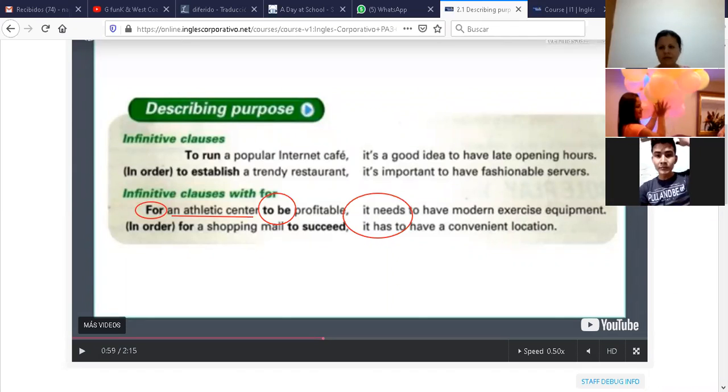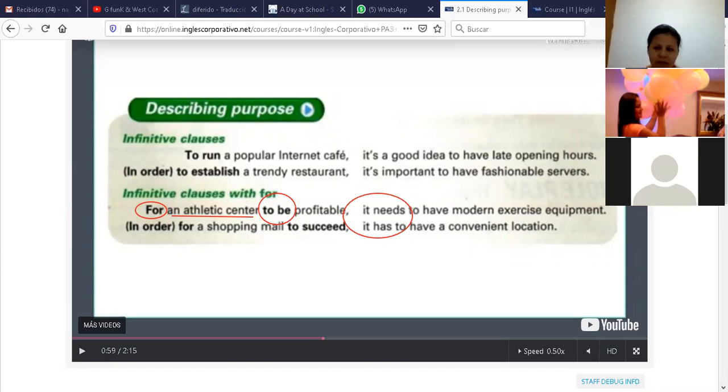Okay, let's go ahead and use, to get more customers, comma, it needs to offer great discounts. Say with me, everybody: discounts. Discounts, discounts. Exactly.